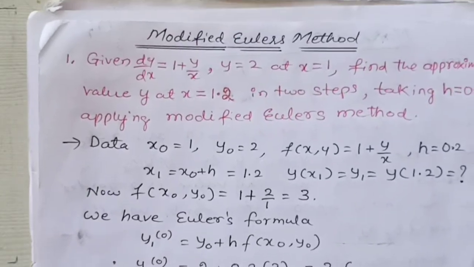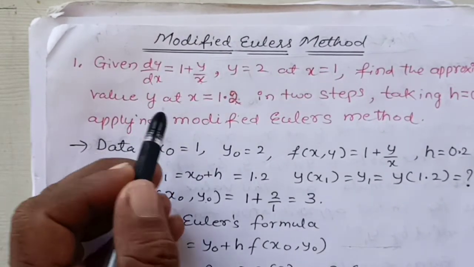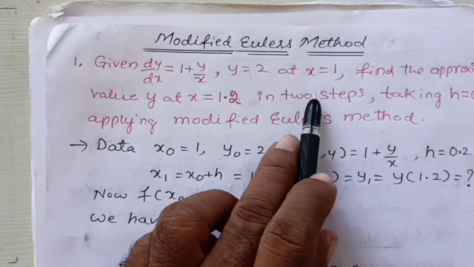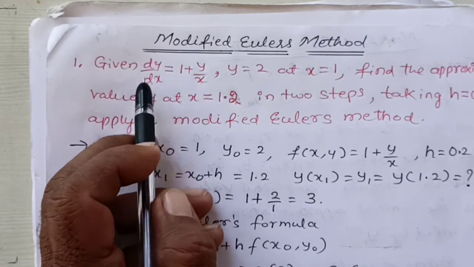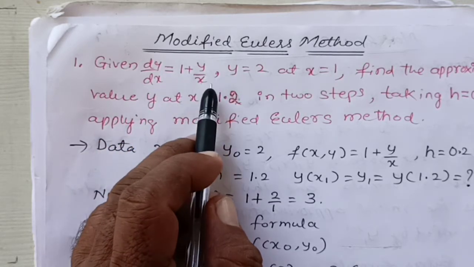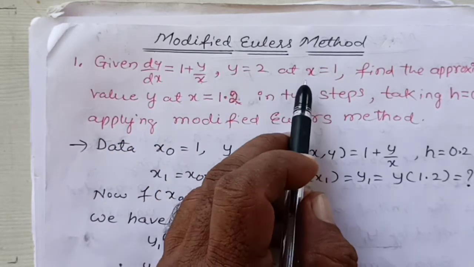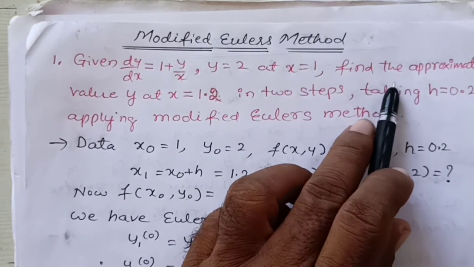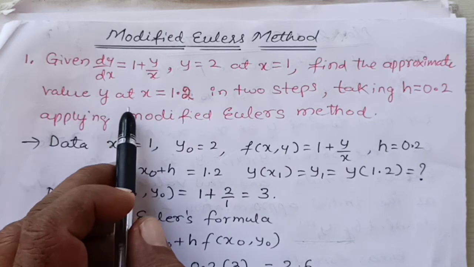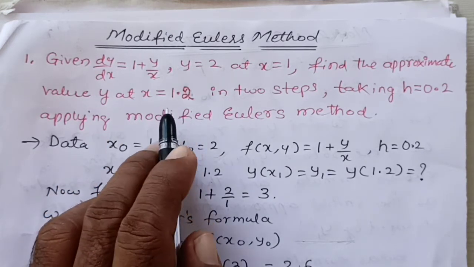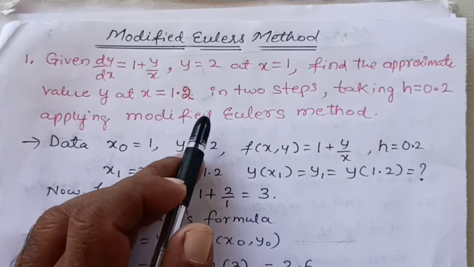So here one problem is there. Given dy by dx is equal to 1 plus y by x, y is equal to 2 at x is equal to 1. It is given dy by dx is equal to f of x, y, which is equal to 1 plus y by x, with y equal to 2 at x is equal to 1. Find the approximate value of y at x is equal to 1.2. That means y of 1.2 we have to find out in two steps.